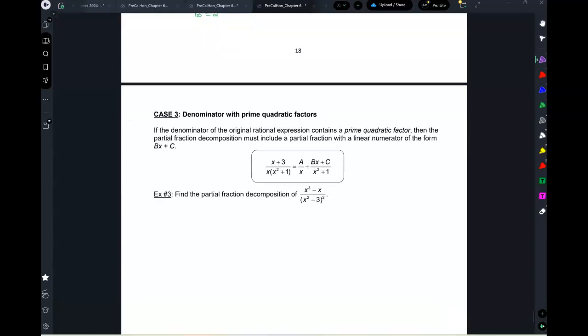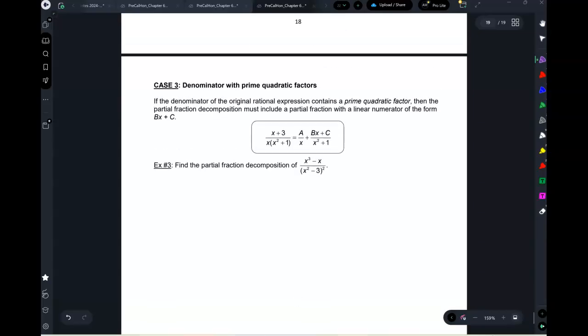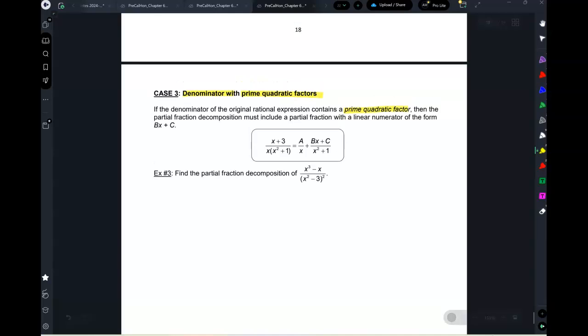Lastly, this is so sad, this is the last page of this chapter. Case 3: what if we have a denominator with prime quadratic factors? So now what if the denominator is not linear anymore? If the denominator of the original expression contains a prime quadratic factor, then the partial fraction decomposition has to have a fraction with a linear numerator, like Bx plus C. Okay, what do we mean by that?